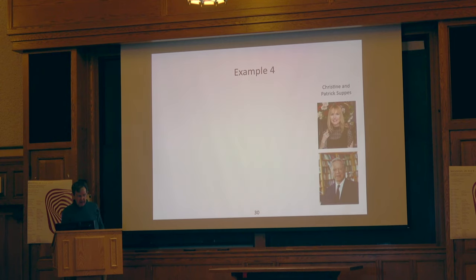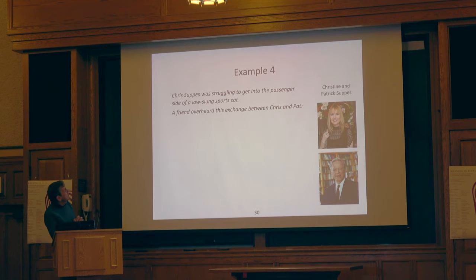Now, this last one is for Sue, and she may be the only person in this room who knows both of these folks. How many people know both Chris and Pat Soupies? So there's one. So you're missing what is really the interesting part of the story. Chris Soupies was struggling to get into the passenger side of a low-slung sports car. A friend, Ed Smith, who happened to be sitting right there, overheard this exchange between Chris and Pat. And he said, oh, what do you mean? Pat, could you please do a Chomsky for me? Now, do a Chomsky. For anybody in this room, this has got to be exotic.